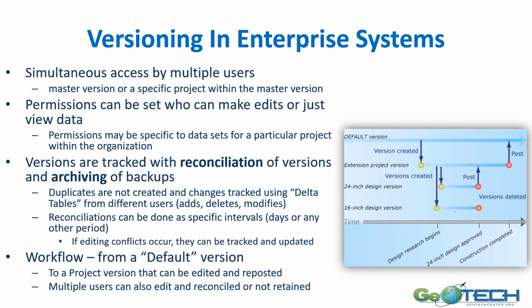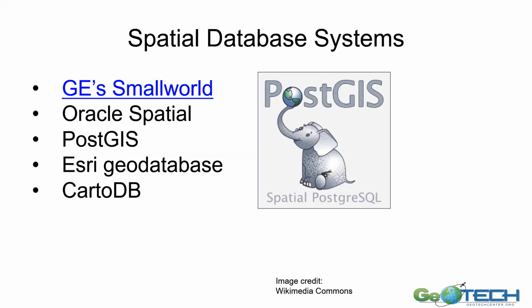Workflow from a default version to a project version that can be edited and reposted. Multiple users can also edit and be reconciled or not retained. So there's a workflow that says when and how each of these versions will be tracked. Spatial database systems, there's several different kinds: GE Smallworld, Oracle Spatial, PostGIS, Esri's geodatabase, and CartoDB.